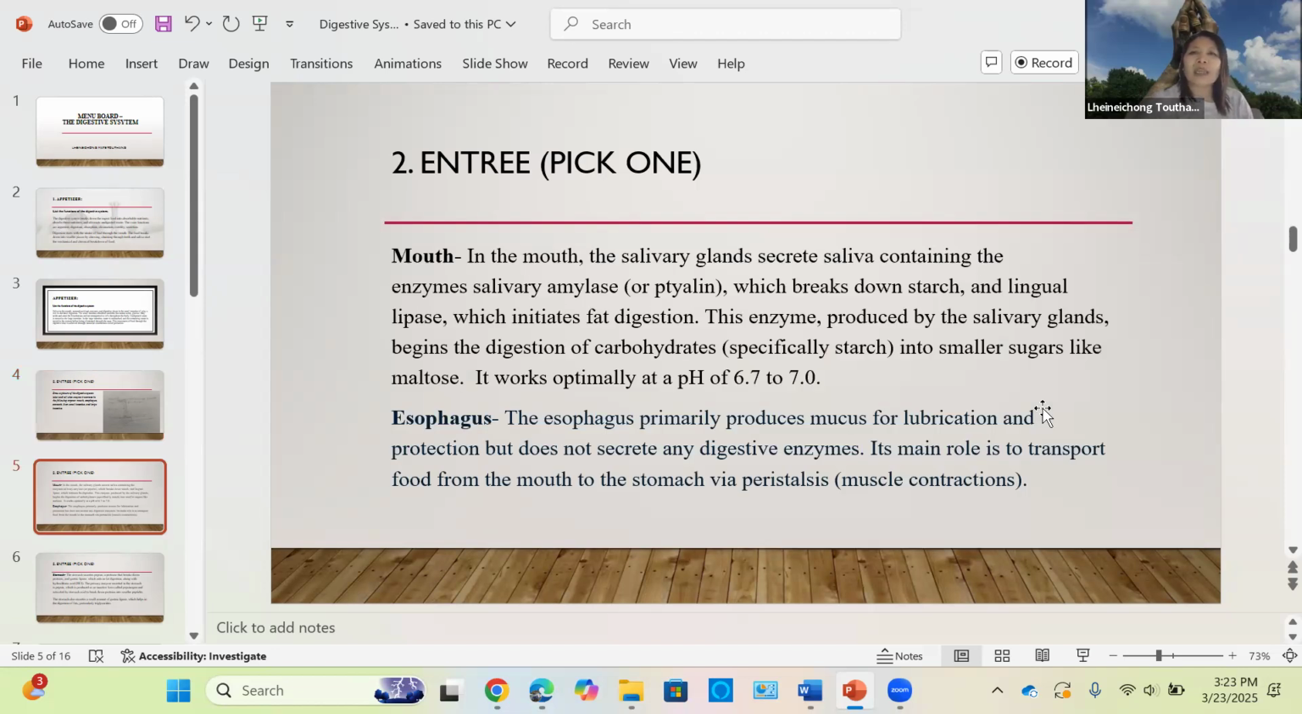So in the mouth, the salivary glands secrete saliva containing the enzyme salivary amylase, which breaks down starch, and lingual lipase, which initiates fat digestion. And the esophagus primarily produces mucus for lubrication and protection, but does not secrete any digestive enzymes. Its main role is to transport food from the mouth to the stomach via peristalsis, a muscle contraction.